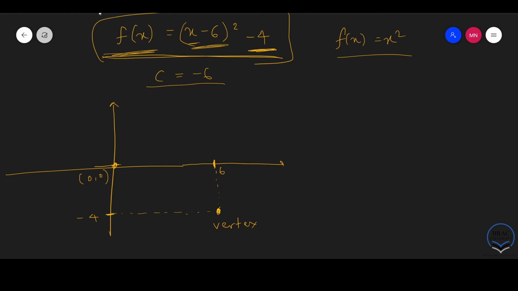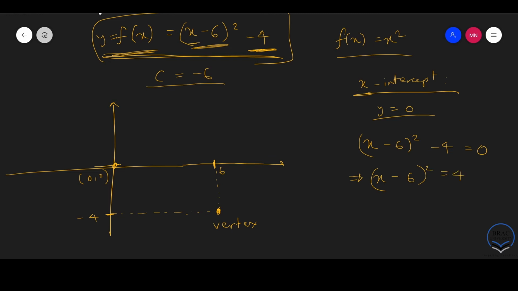Right, so to find the x-intercept, what do we do? We just set y to be equal to 0, right? So we know y is equal to f of x, and if we set y to be equal to 0, then we have (x minus 6) whole squared minus 4, and this is equal to 0. Right, so now we solve this equation for x, so we have (x minus 6) whole squared is equal to 4. We take the square root of both sides.